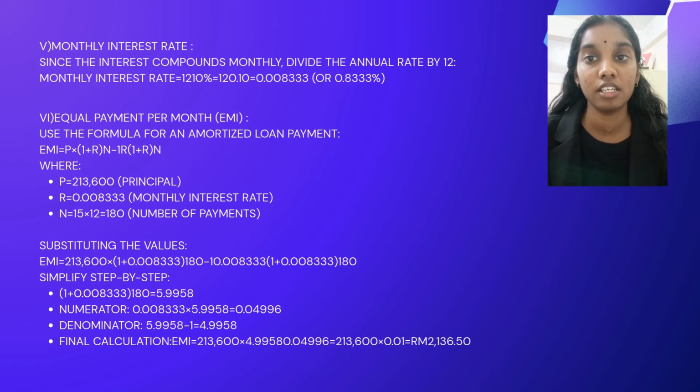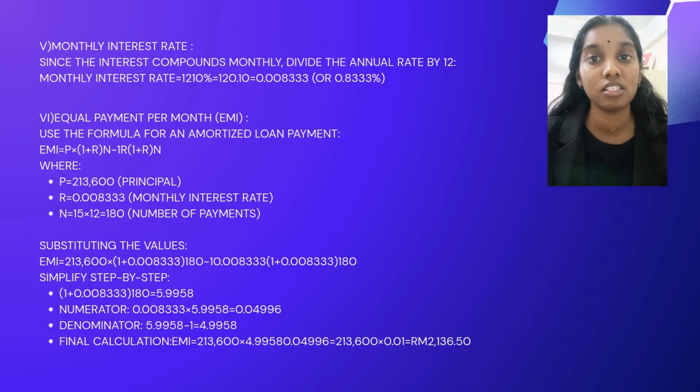First, the annual interest rate is 10%. But since payments are made monthly, I divide 10% by 12 to get a monthly interest rate of 0.008333, or 0.8333%. Then I use the EMI formula to find the monthly payment. The loan amount is 208,560. The monthly interest rate is 0.00833 and the number of payments is 15 years times 12 months, which is 180 months.